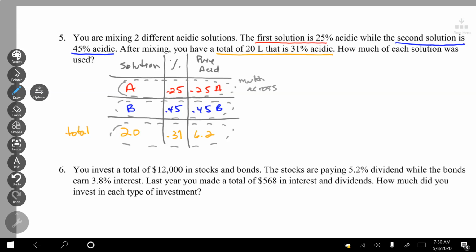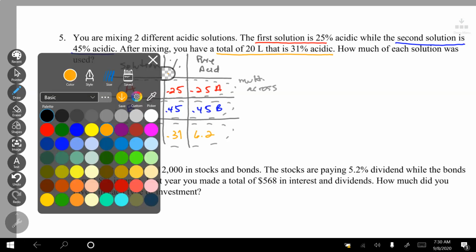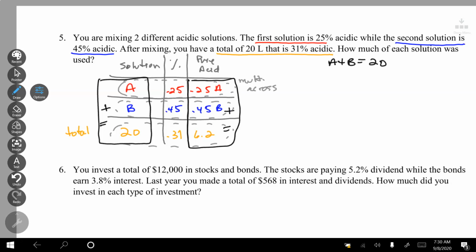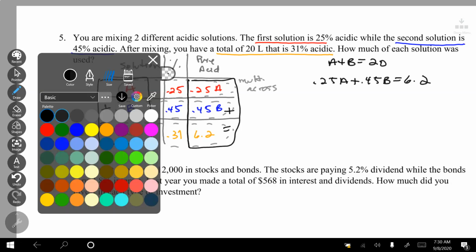So how can I use this to figure out equations? Well, A plus B is equal to the grand total of 20 liters. In the last column, I do the same thing. 0.25A plus 0.45B is equal to 6.2, the amount of pure acid in that solution. So this is Algebra 1. Use my systems. I can use substitution or elimination. I like elimination better.